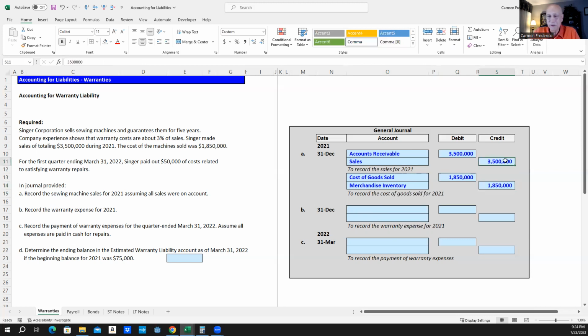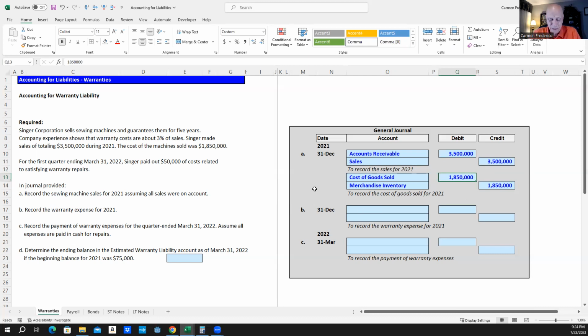So we have sales of $3.5 million and cost of goods sold of $1,850,000. So you can see how much we made between the $3.5 million sale price and $1,850,000 of cost. Okay, so that's the entry to record all the sales for the year 2021.